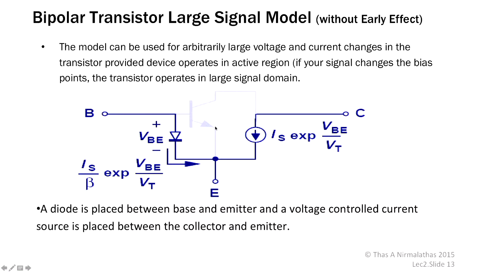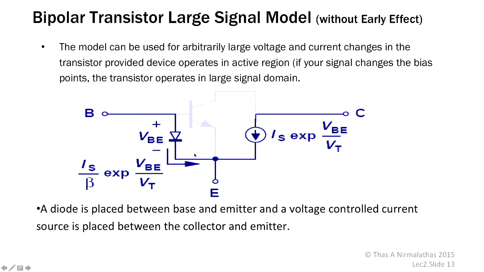I already discussed what a current source is, and a transistor is a voltage controlled current source. That is the reason we represent it this way. The current through this current source is determined by how much voltage you apply here, VB. So IC equals IS exponential VB by VT, where VT is the thermal voltage, a constant 26 millivolts at room temperature. So this is a simple representation of a transistor operating in the large signal model.